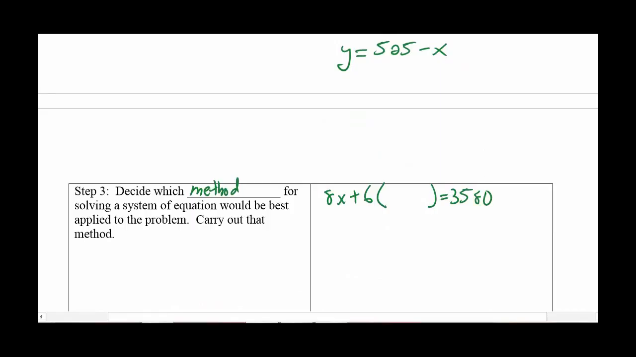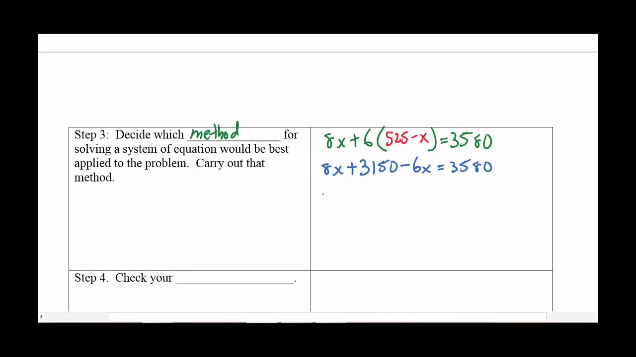Now, I'm already looking at these numbers thinking, yeah, I probably want to have a calculator handy. Alright, so then in the blank, I want to rewrite 525 minus x. Okay, so now we're going to distribute and combine like terms and see what happens. So 8x plus, and I'm just going to go straight to the calculator, 6 times 525 gives me 3,150. Minus 6x is 3,580. All right, I can see some like terms here with the 8x and the 6x. So that's 2x plus 3,150 equals 3,580.